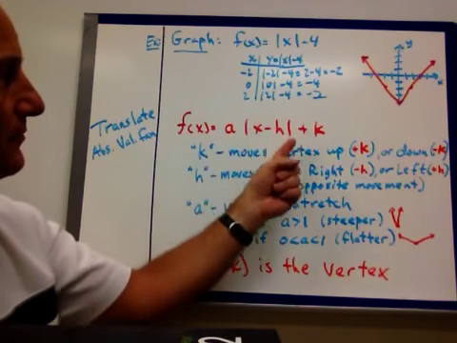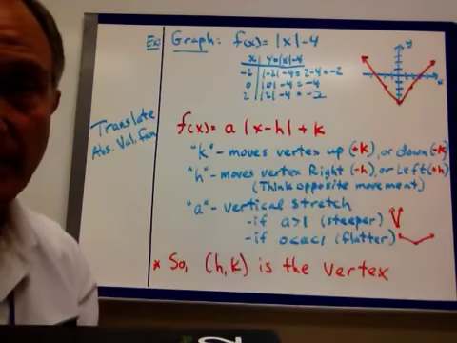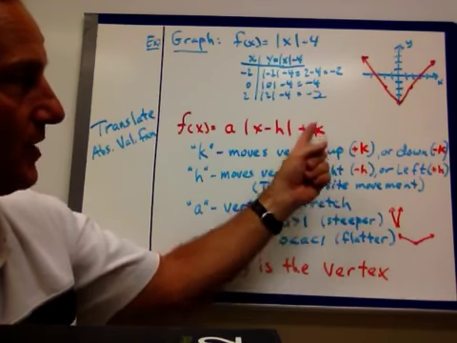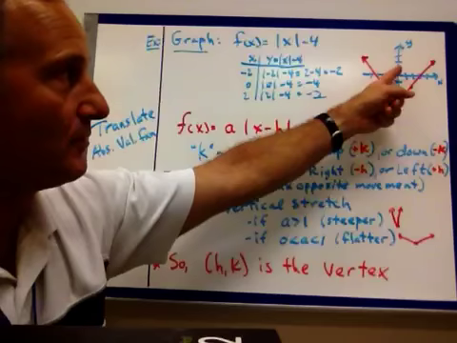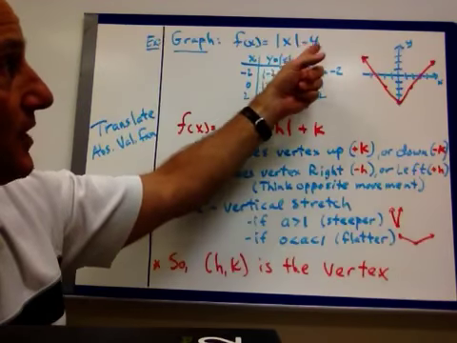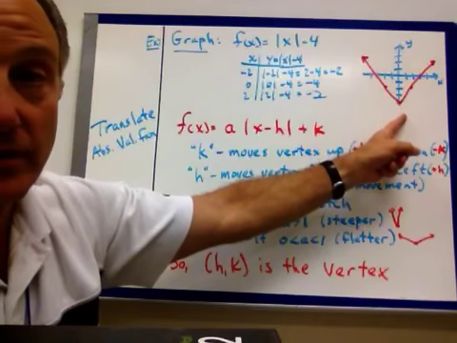A times the absolute value of x minus h plus k. K is what moves the vertex up. If it's positive, you go up that many places from the vertex. If it's minus k, then you're going to go down, just like we did here. See the minus 4, and we went down 4 places.